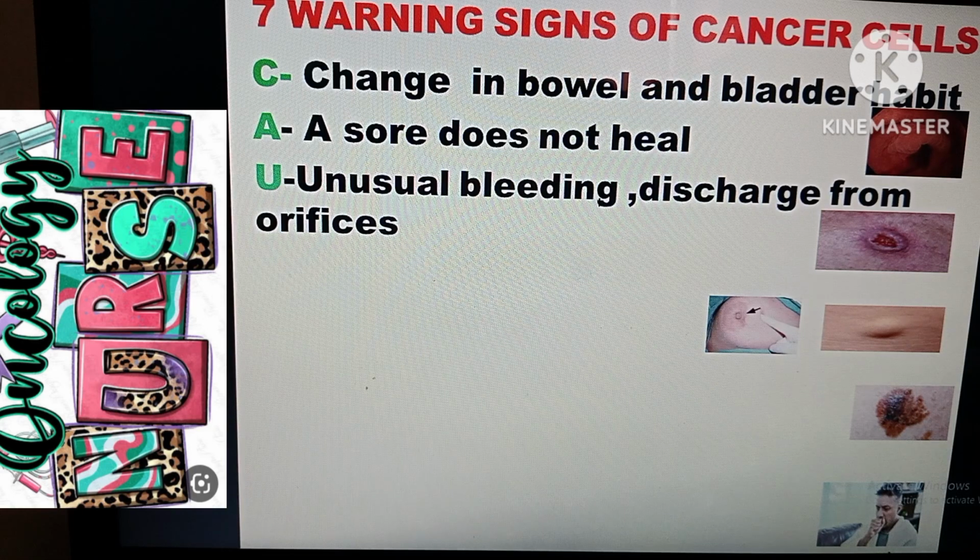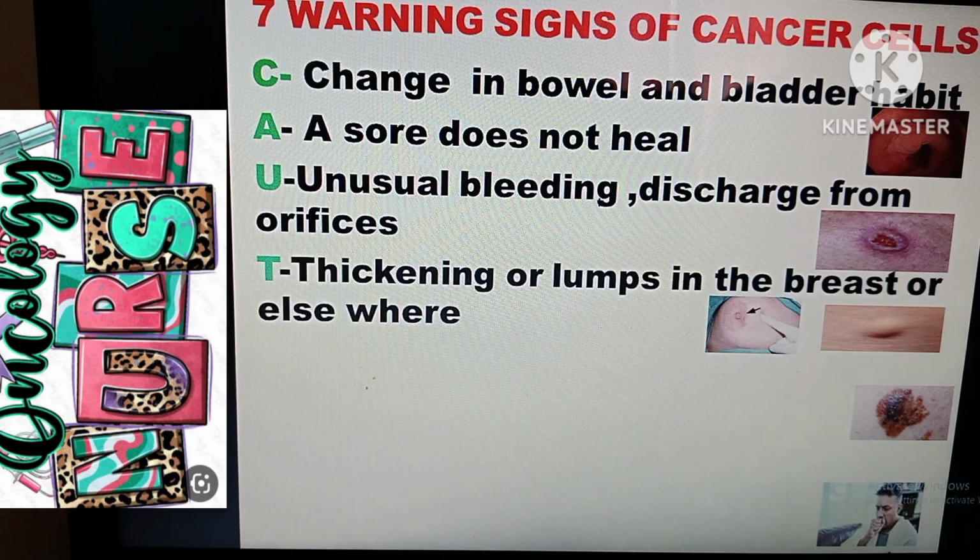U, unusual bleeding or discharge from orifices. Bleeding from ears, eyes, nose, mouth, anus, vagina or urethra. If you find any bleeding, you have to advise the client to approach the doctor.